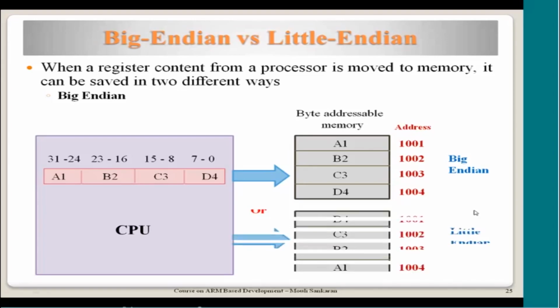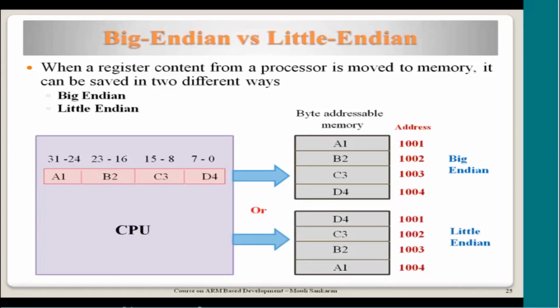In little endian, the processor takes the lower byte of the register and saves it in the first address, and then towards increasing addresses it stores the remaining bytes. Now, which one is better? There is no concrete rule that one is far better than the other. From the application perspective, I will tell you how these two are different and which is useful, but it is specific to a particular processor implementation.